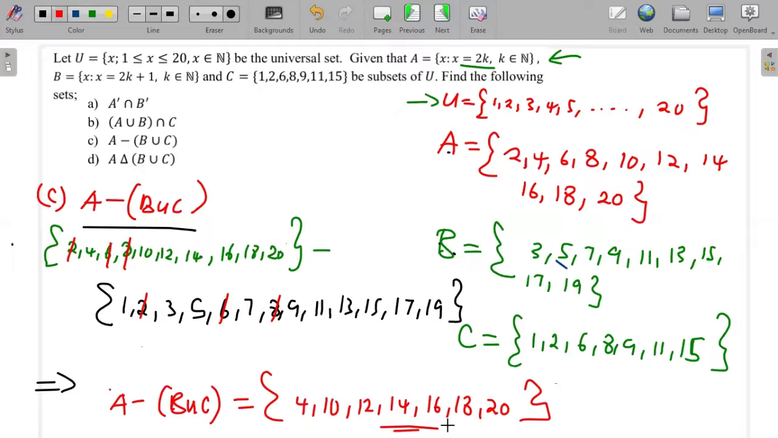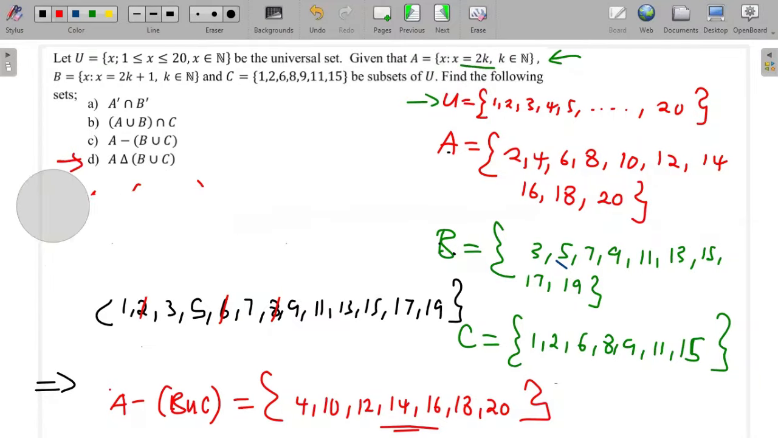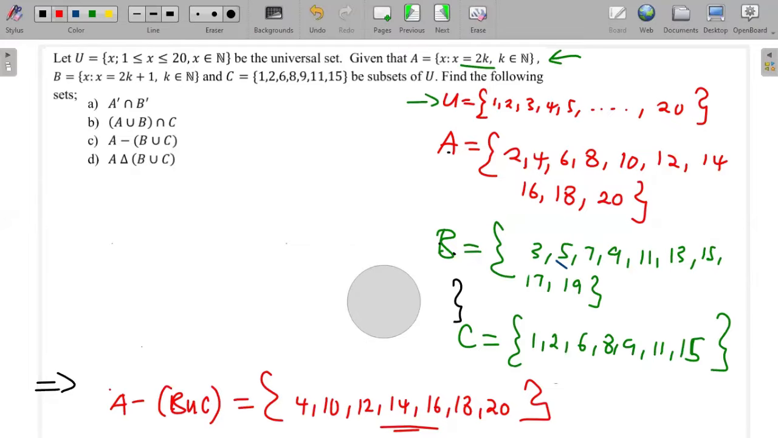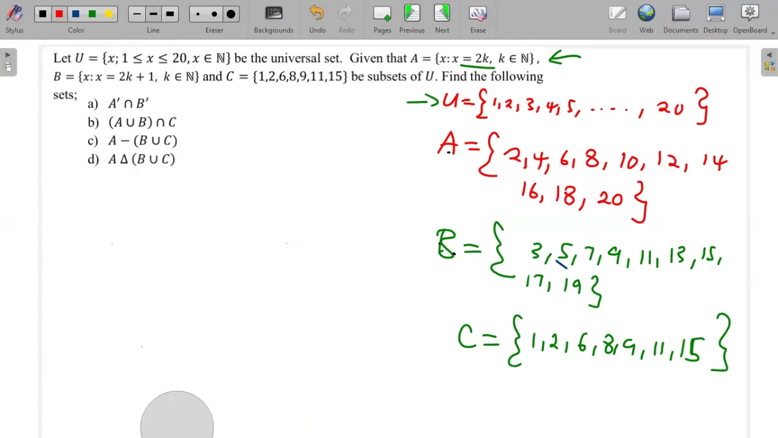Okay, so if there are no questions, let's look at D. So D, that's what we call the symmetric difference, because I can see the symbol for the symmetric difference. That's the thing that looks like a triangle, this guy here. So what is the symmetric difference?